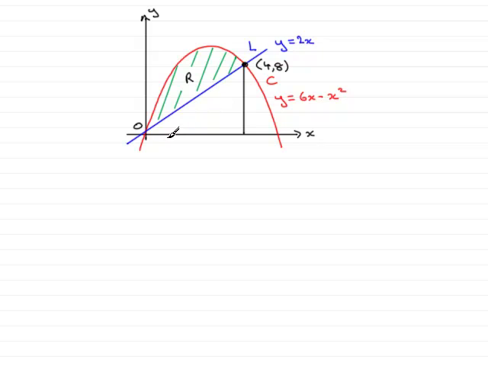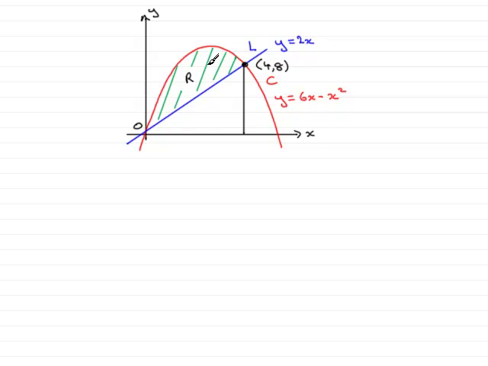So that means that to work out this area here, I'm going to work out the area bounded by the curve, the x-axis, and this line here, the line where x is 4. And that will give me then this area that I'm just moving my cursor across now. And then I'm going to subtract the area of this triangle. And that will leave me with the green area, area R.